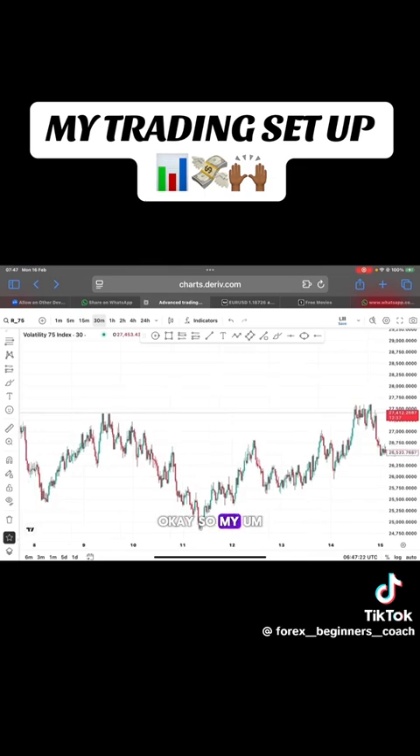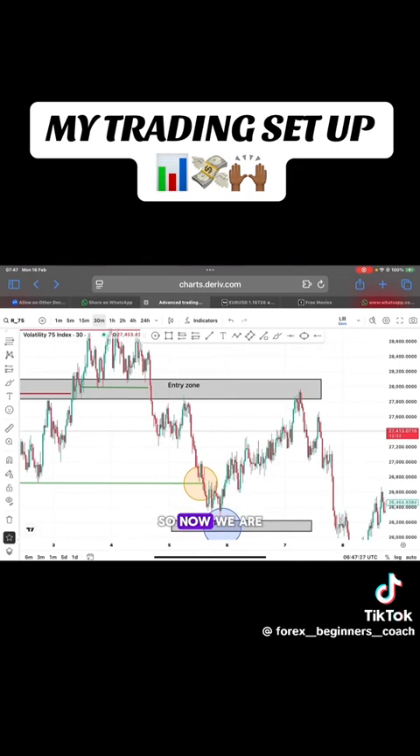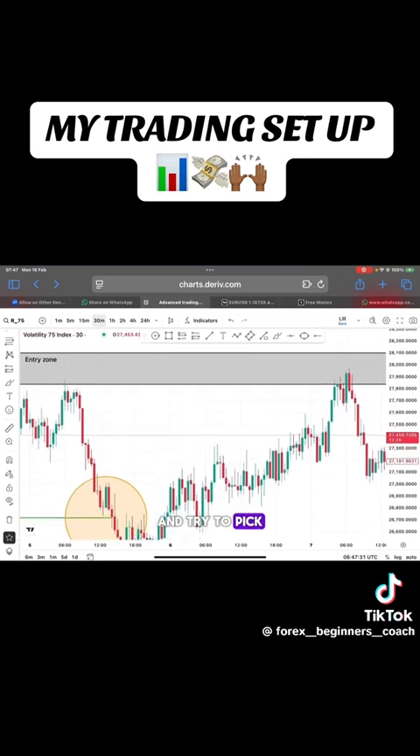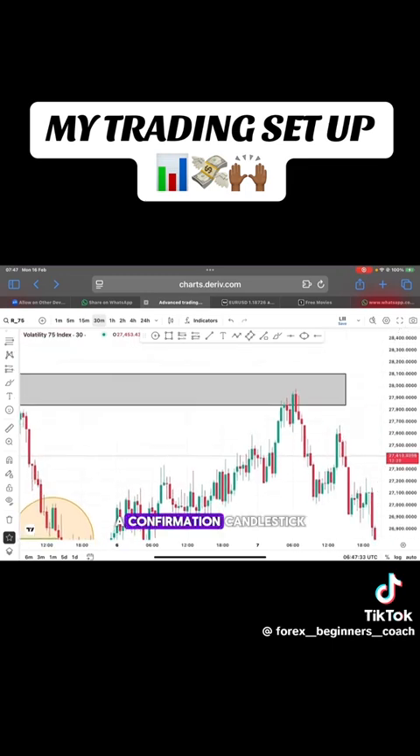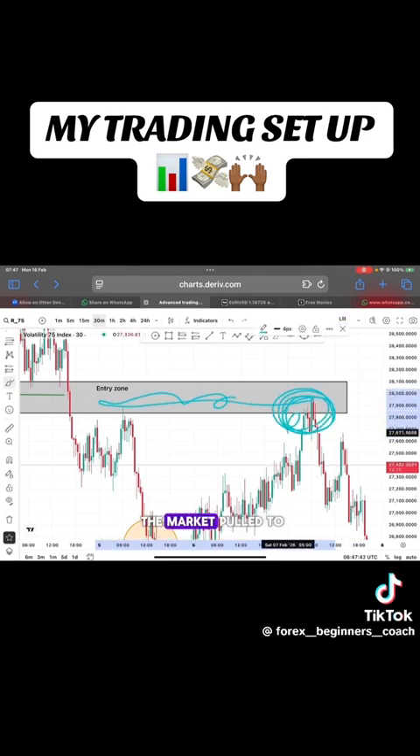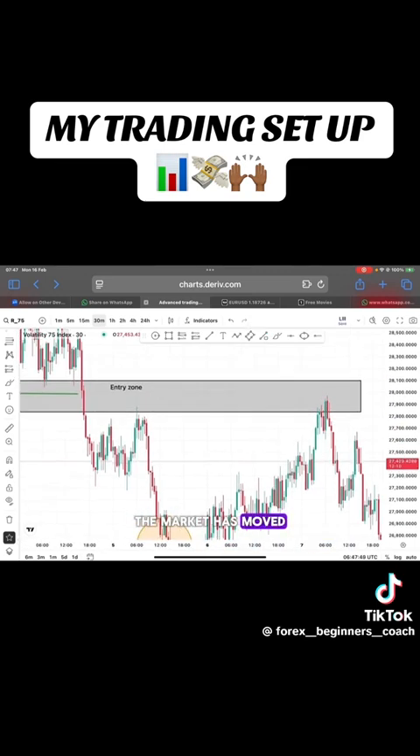I think my service is a bit slow. So now we are going to expand and try to pick a confirmation candlestick. Remember, this is our entry zone, guys. This is our entry zone, and this is when the market pulled to our entry zone. Now I want you to look attentively. The market has moved. It has gotten to our entry zone.